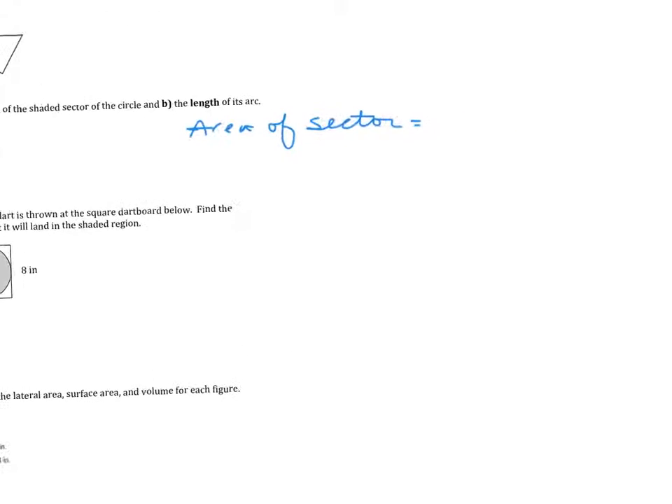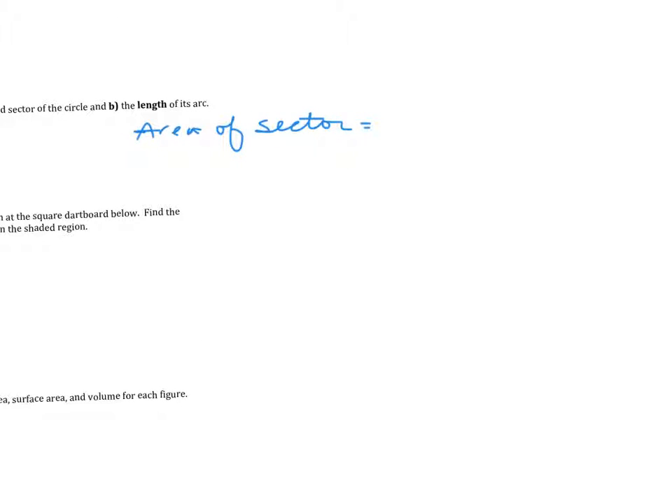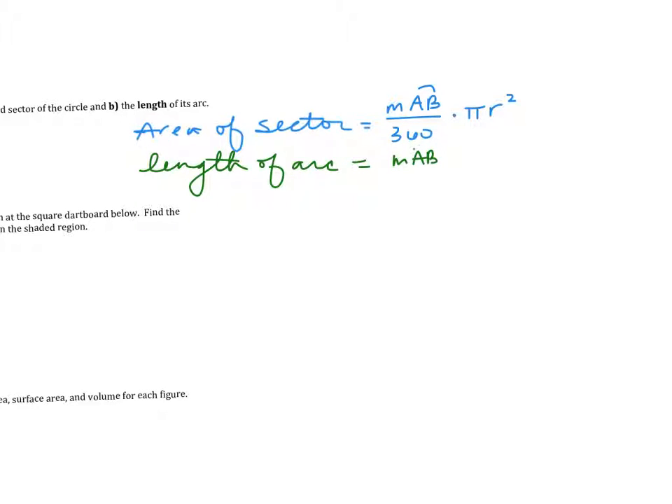What's the formula for that? The measure. A equals measure AB over 360 times pi r squared. Right. So keep in mind, area of a sector, you're multiplying by the area of the circle, pi r squared. The length of the arc, that one is L equals measure AB over 360 times pi d. Yeah, I do that. Right.